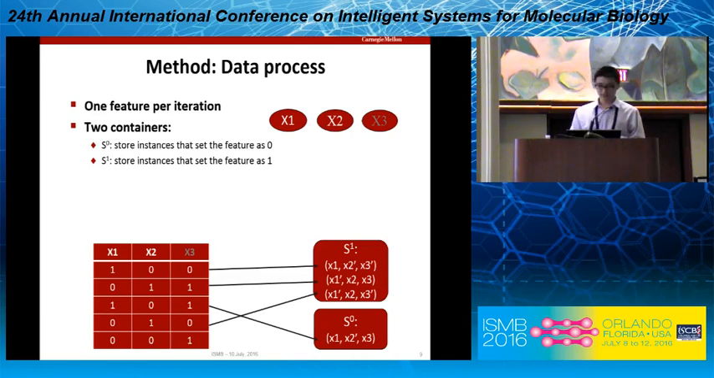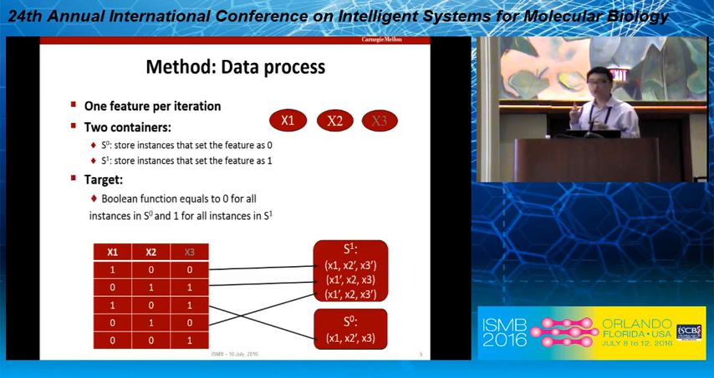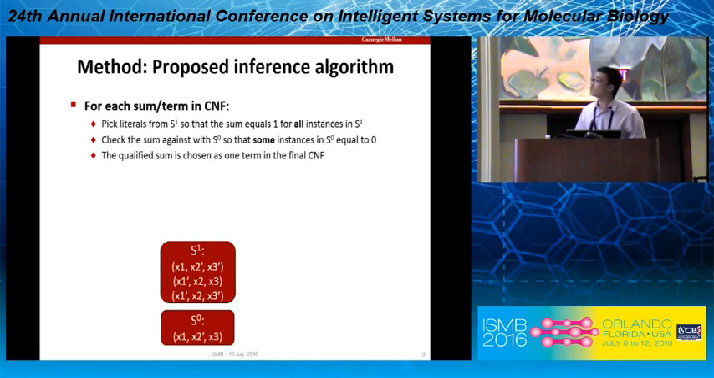Our target is to try to find a Boolean function that equals 0 for all the instances in S0 and 1 for all instances in S1. We move on to the second stage.